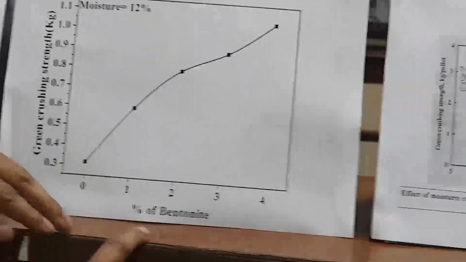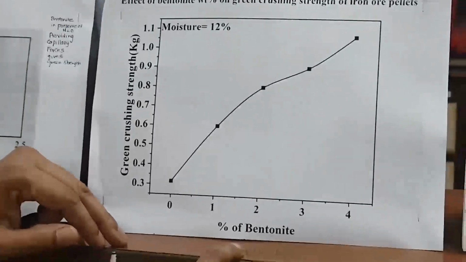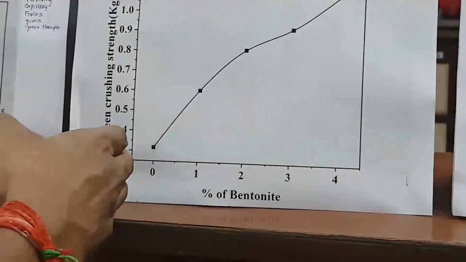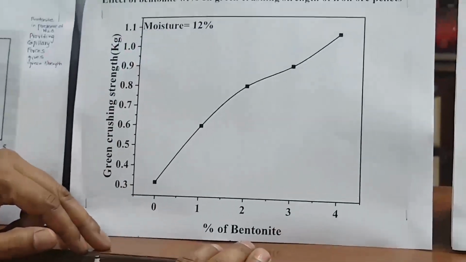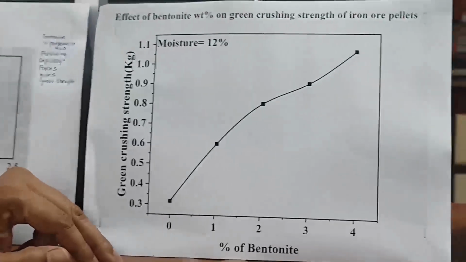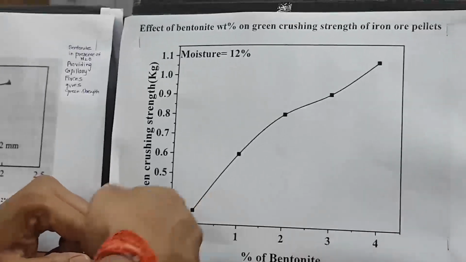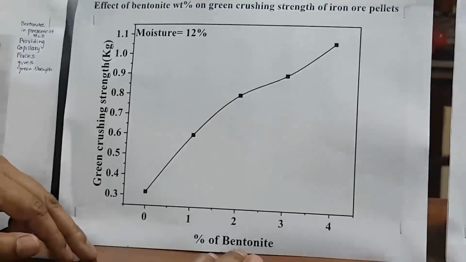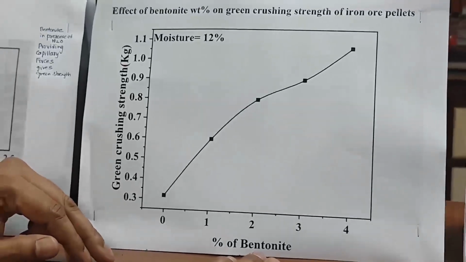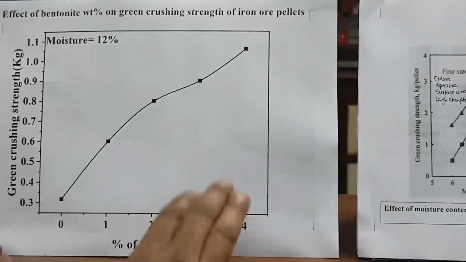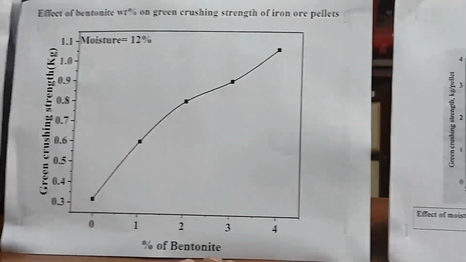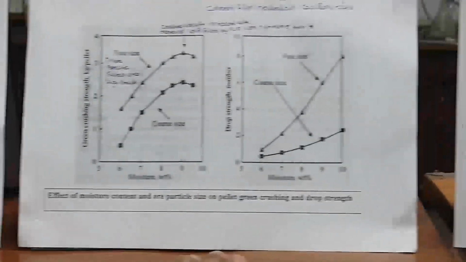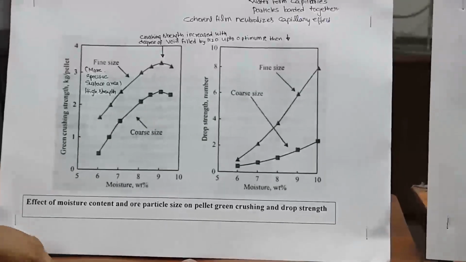Here, this is from the lab experiment. With increasing bentonite, the green strength is also increasing. It shows the same trend as in the literature. With increasing bentonite, the crushing strength is increased. We are varying the bentonite but keeping the moisture constant, that is 12%. Again we go to the literature, where two things are taken.